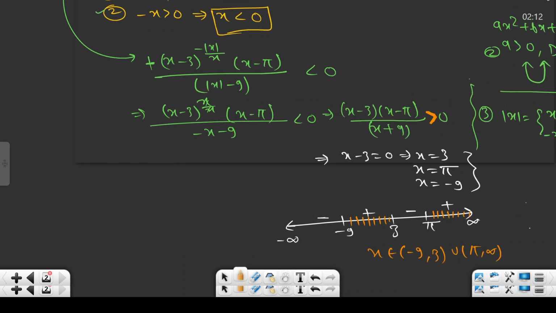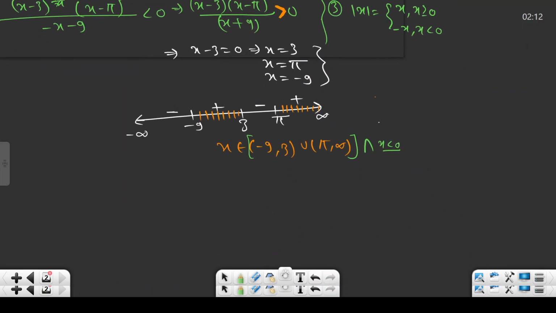But in the second case, x is less than 0. Here we already found x is less than 0, so from this we have to take the intersection of x less than 0 and this value. So what will be the intersection? That means we have to remove the positive values from this set, right? So pi to infinity is positive, so we have to neglect this. And from minus 9 to 3, 0 to 3 we also have to neglect. That means x belongs to minus 9 to 0 will be the final answer.